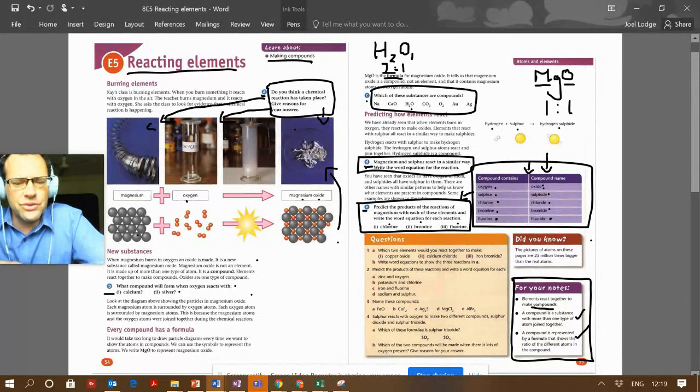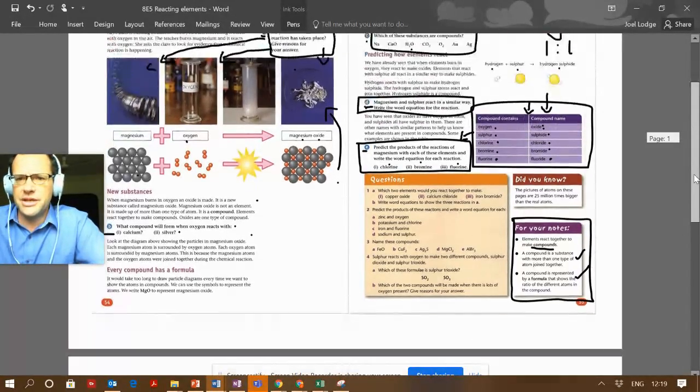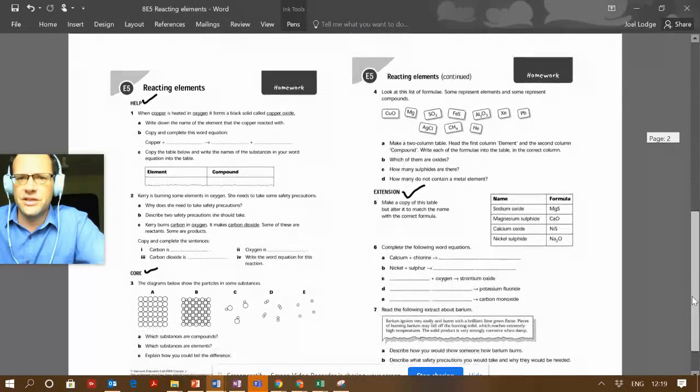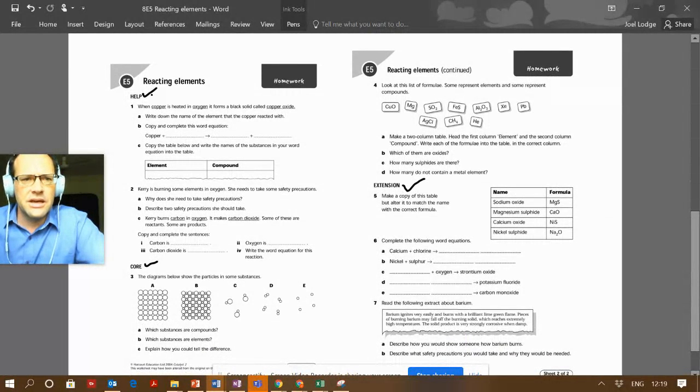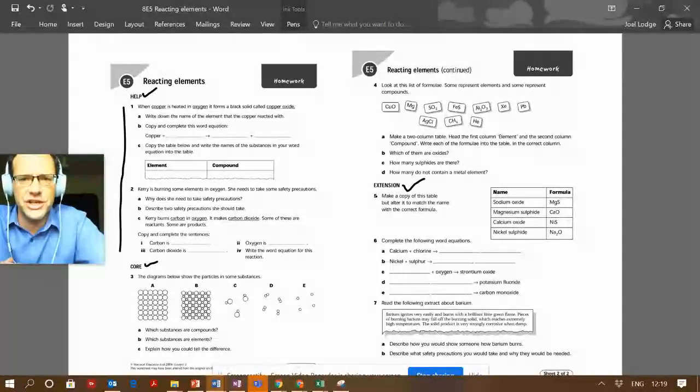Okay, so a shorter one today, but what I'm going to do is set you some questions to answer as a group, either the help, so slightly easier questions, the core, or extension. Okay, and this will be in your breakout rooms. You're going to work on these questions together to try and come up with the answers and post them in the chat for me so that I can see what you've put.